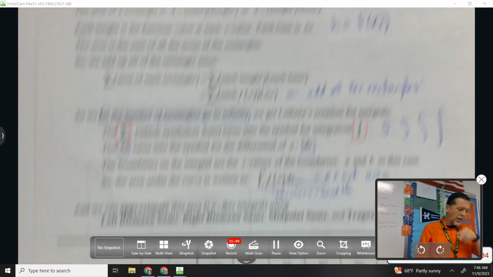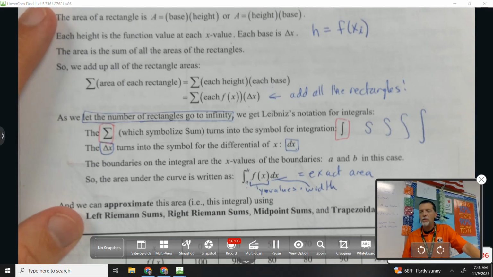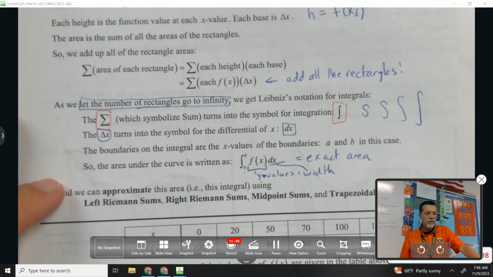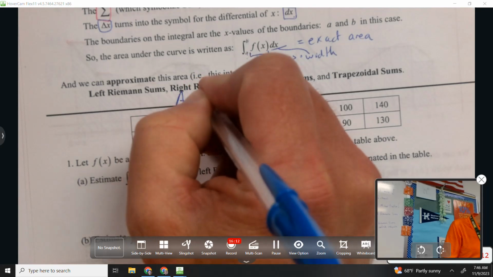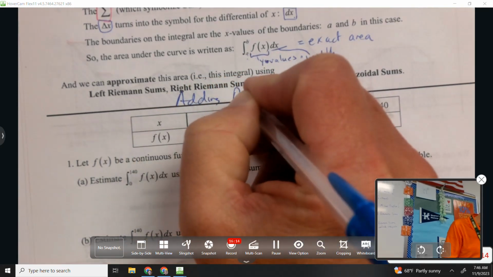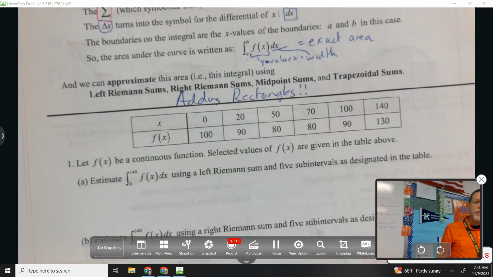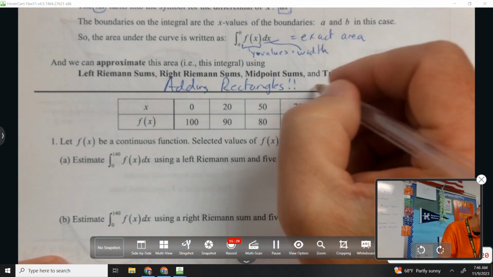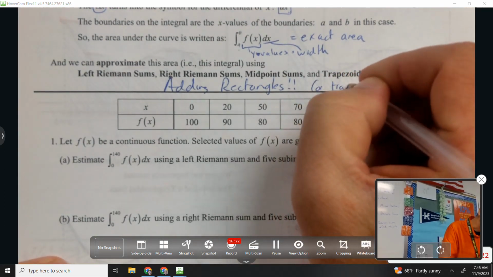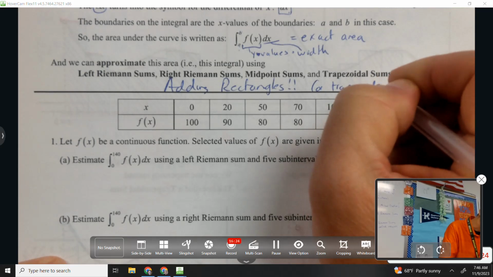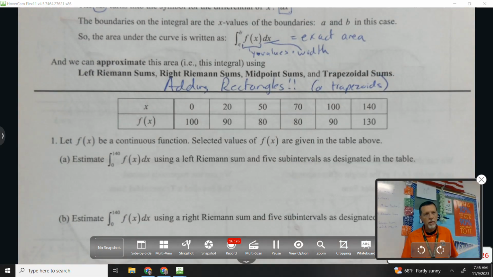I think that half of the page is the most confusing part. Actually, doing the problems isn't really that bad because all we're doing is adding rectangles. So don't get lost in the symbols. We're adding rectangles or trapezoids, so be careful: height times base, or average height times base.